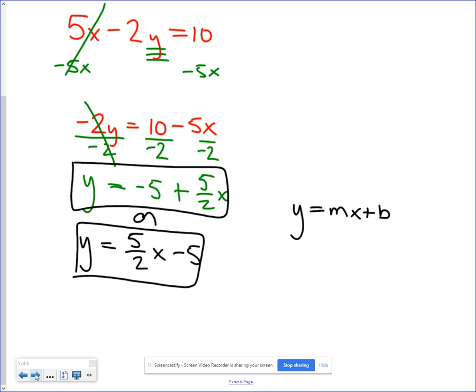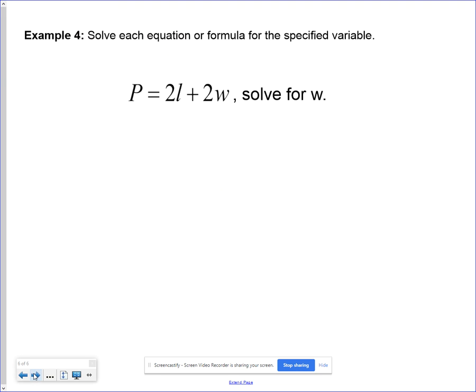But one more example here. Example 4, solve the equation or formula for the specified variable. This is the perimeter formula. P, the perimeter, is equal to 2 times the length plus 2 times the width. We want to solve for W. We're trying to get W by itself.